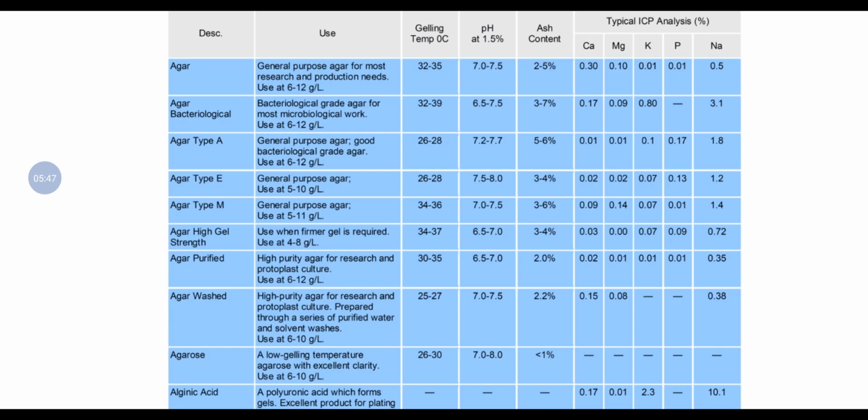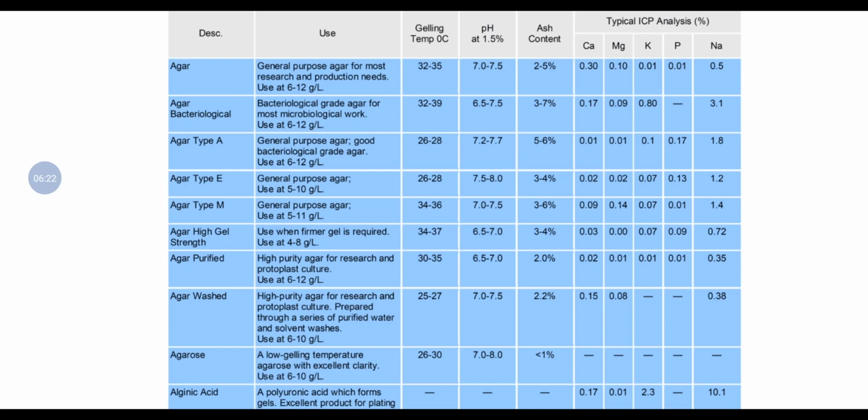Agar type A is a general purpose agar, a good bacteriological grade agar used in 6 to 12 grams per liter concentration. Here also the gelling temperature is 26 to 28 degrees Celsius, pH 7.2 to 7.7, then ash content slightly more, that is 5 to 6%, calcium 0.01%, Mg 0.01, then potassium 0.1, phosphorus 0.17, and sodium 1.8%. Agar type is again for general purpose.